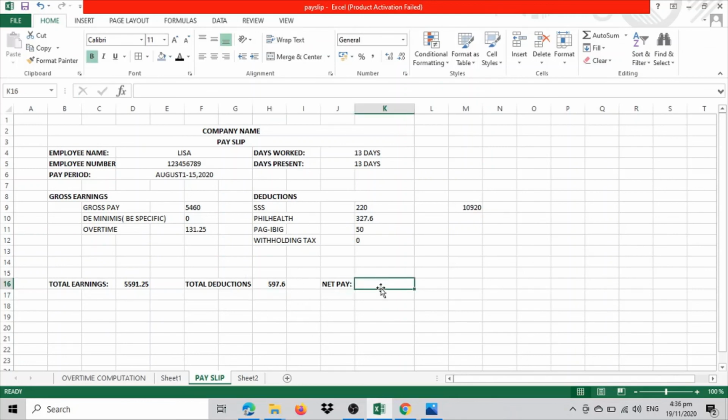Net pay is equal to 5,591.25 minus 597.6. Therefore, her net pay will be 4,993.65. So that's how you're going to compute for the payslip using Excel.